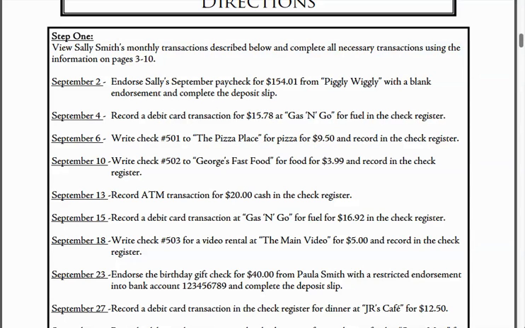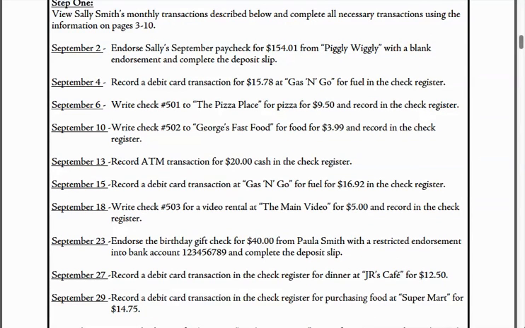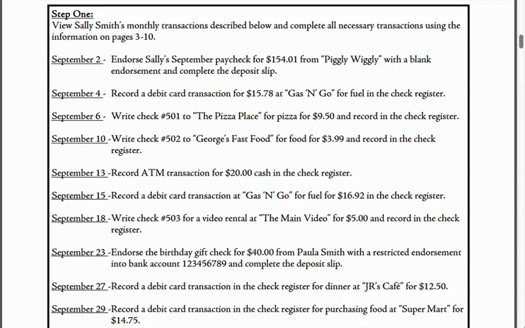On the first page of the practice set, you'll see the transactions that will be recorded for the month of September for Sally's checking account or debit card action. So you'll see that each transaction is listed by date in chronological order, starting out with September 2nd. If you notice on the instructions, let's go through that one together. It says, endorse Sally's September paycheck for $154.01 from Piggly Wiggly with a blank endorsement and complete the deposit slip.